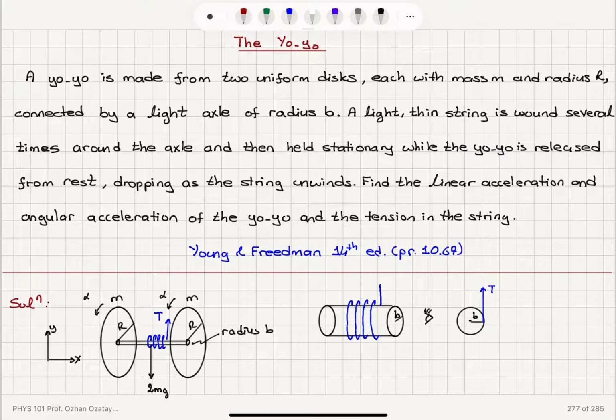The yo-yo. A yo-yo is made from two uniform discs, each with mass m and radius capital R, connected by a light axle of radius b. A light, thin string is wound several times around the axle and then held stationary while the yo-yo is released from rest, dropping as the string unwinds. Find the linear acceleration and angular acceleration of the yo-yo and the tension in the string.